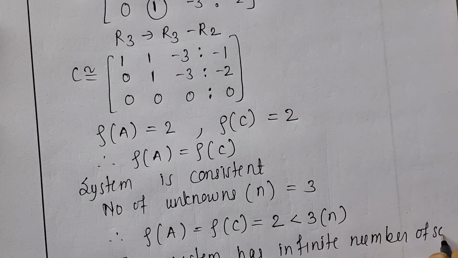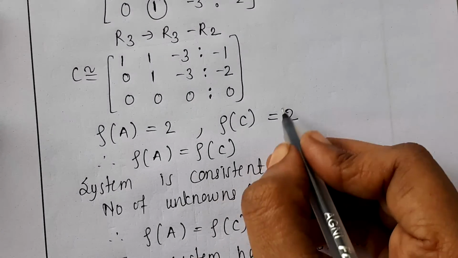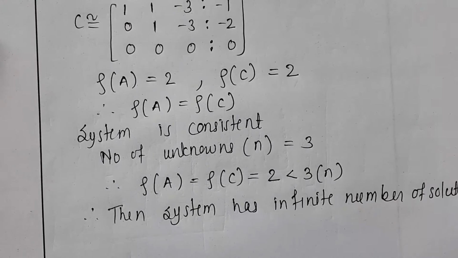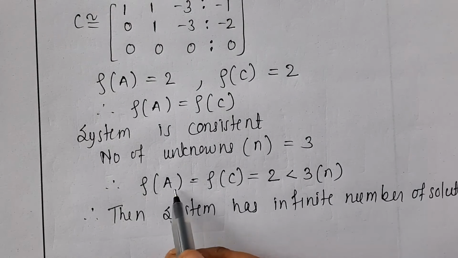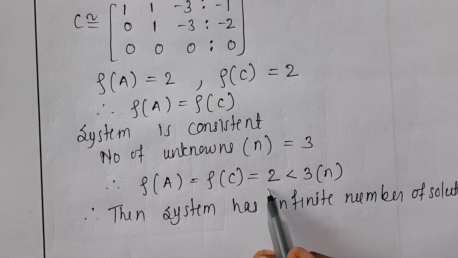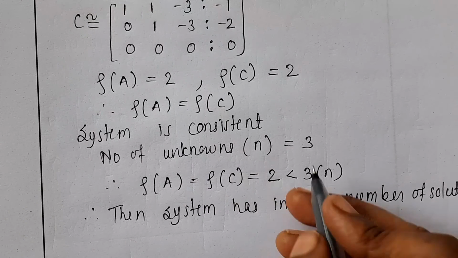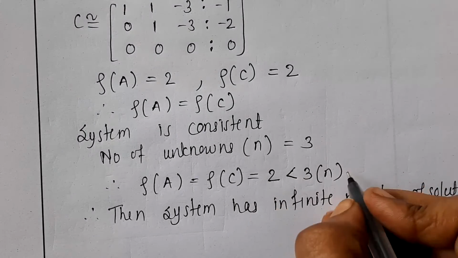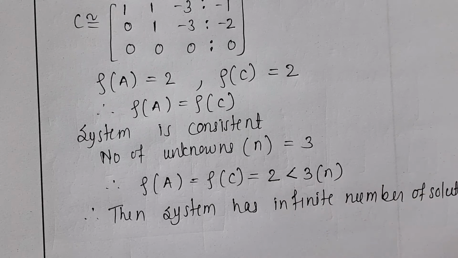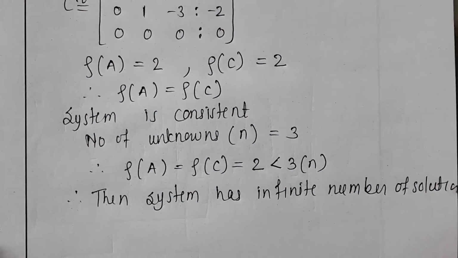Is it clear? See, if we get 3 here as the rank, then the system will have rank of A equal to rank of C equal to number of unknowns. Then at that time we get a unique solution. But here the rank is less than the number of unknowns, and less than number of unknowns means it has infinite number of solutions.